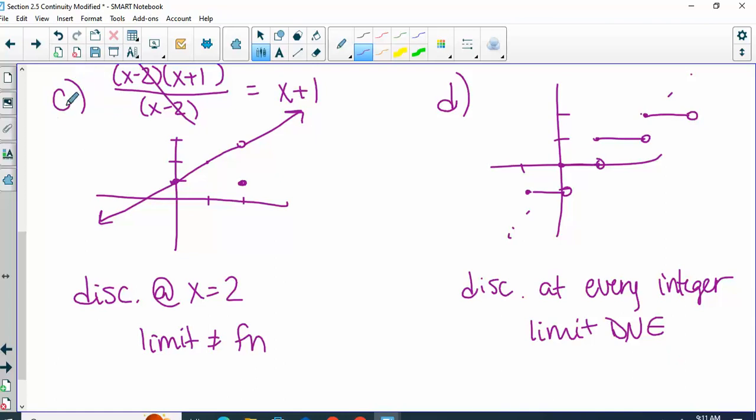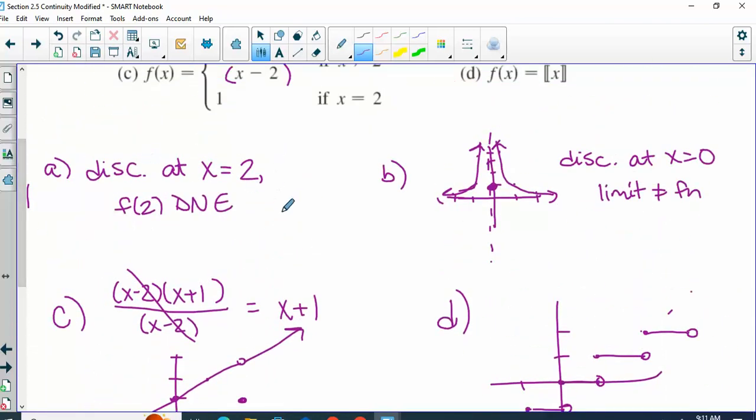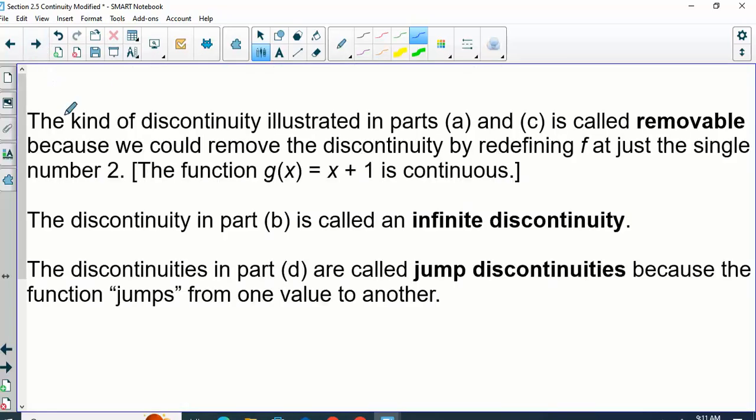The one that we saw in C and also A, if we had drawn this graph on A, it would have been the same as the graph on C, just without that point. So these are what are called removable discontinuities, because they're almost continuous. We just have one point that's been taken out. And if I could fill in that point, then it would fix it, and it would be continuous. So A and C, those are the removable. If it can be fixed by just a single point, then it would work.